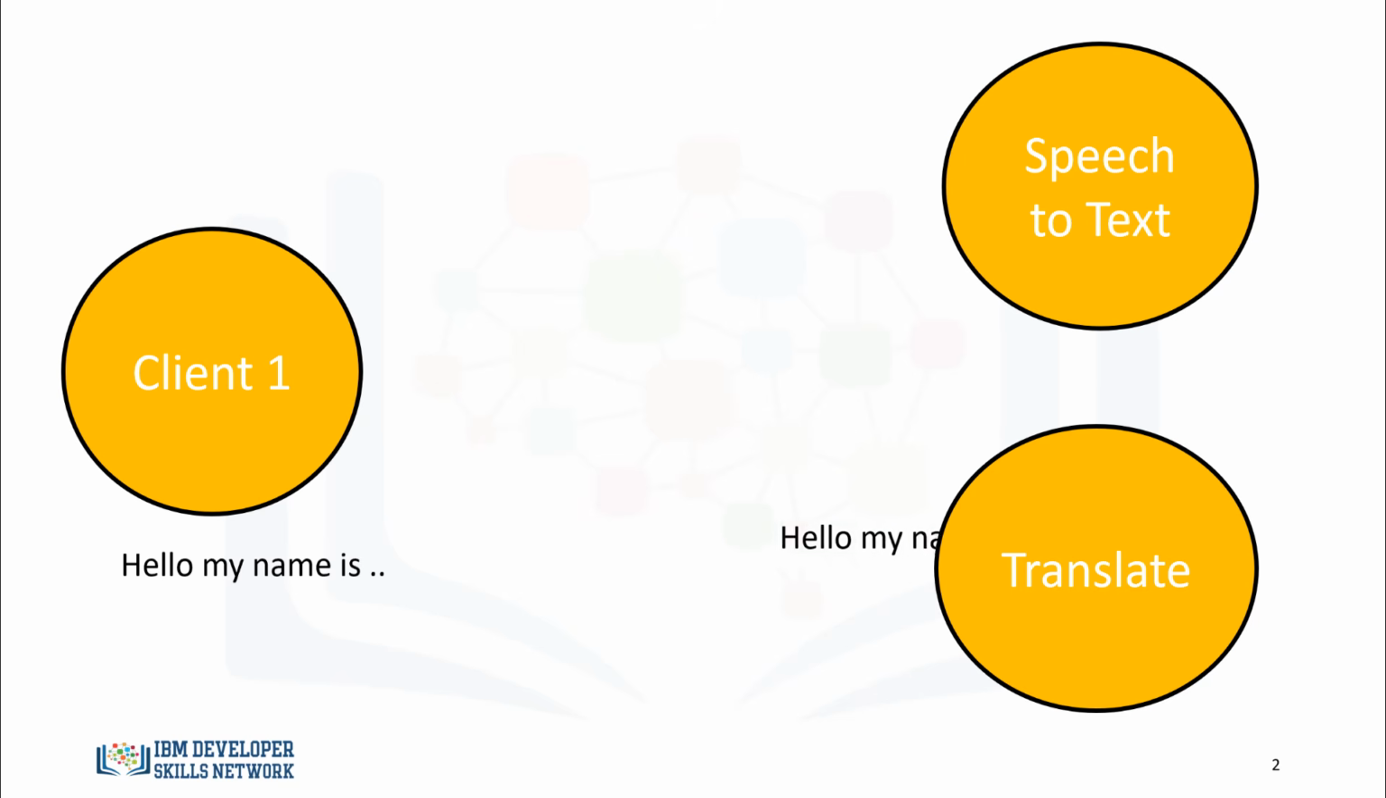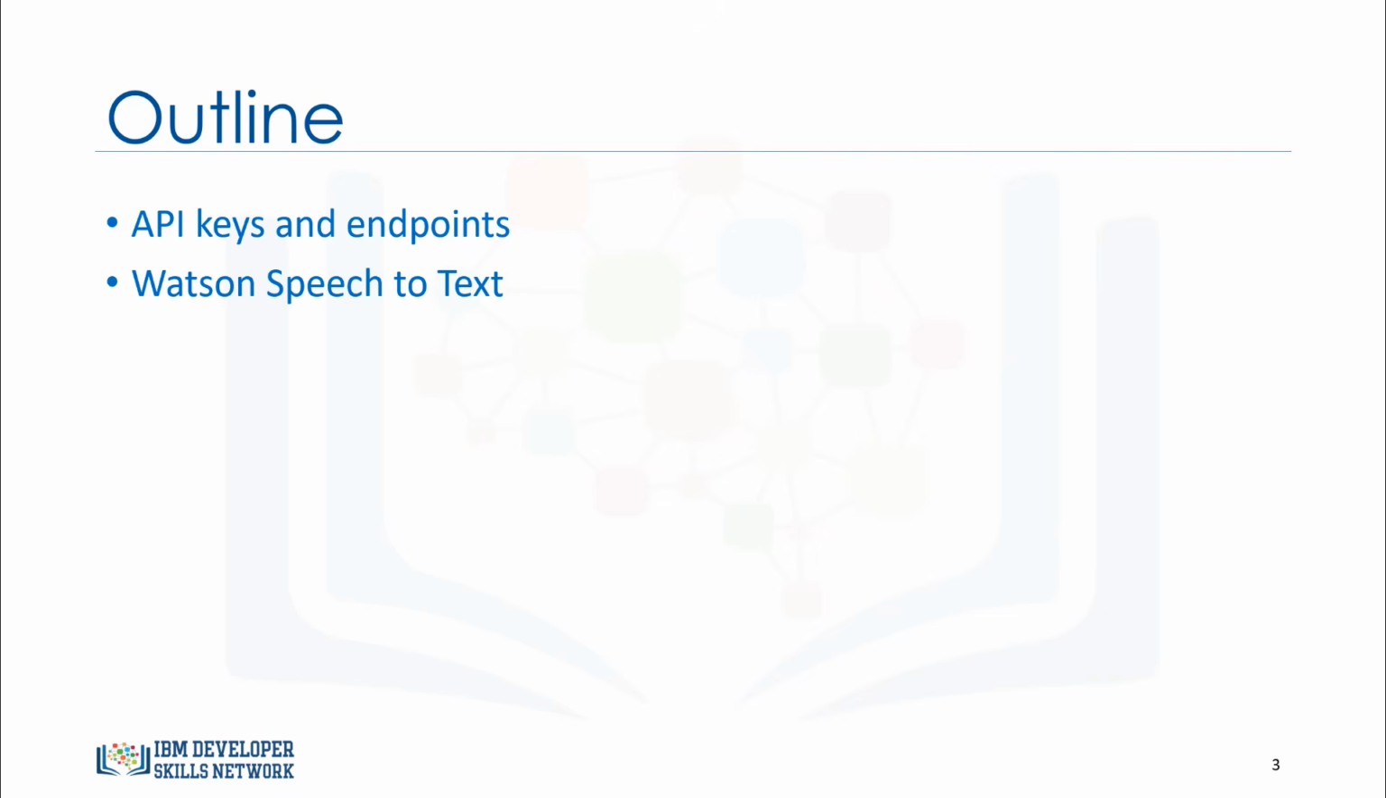We then send the text we would like to translate into a second language to a second API. The API will translate the text and send the translation back to you. In this case, we translate English to Spanish. We then provide an overview of API keys and endpoints, Watson Speech-to-Text, and Watson Translate.